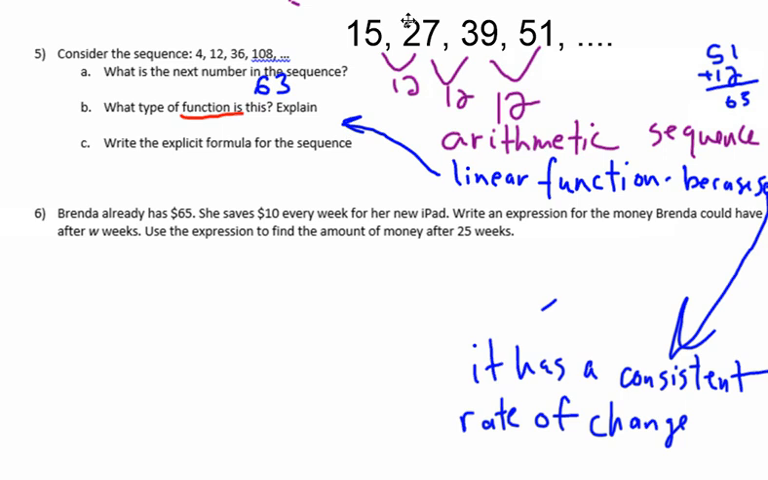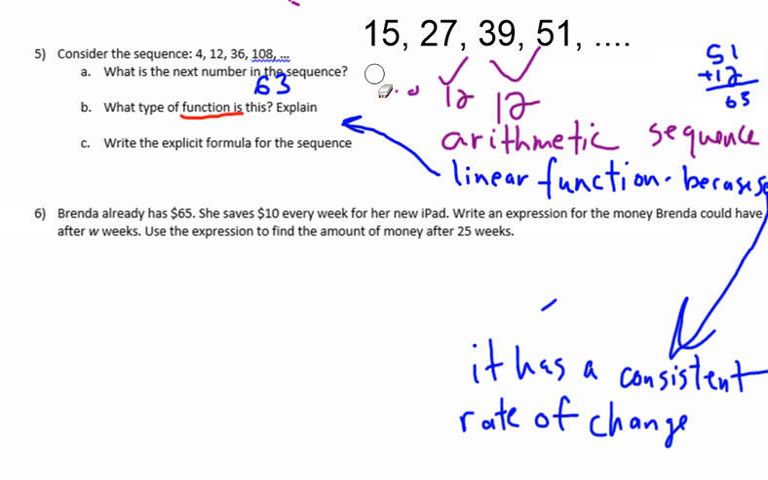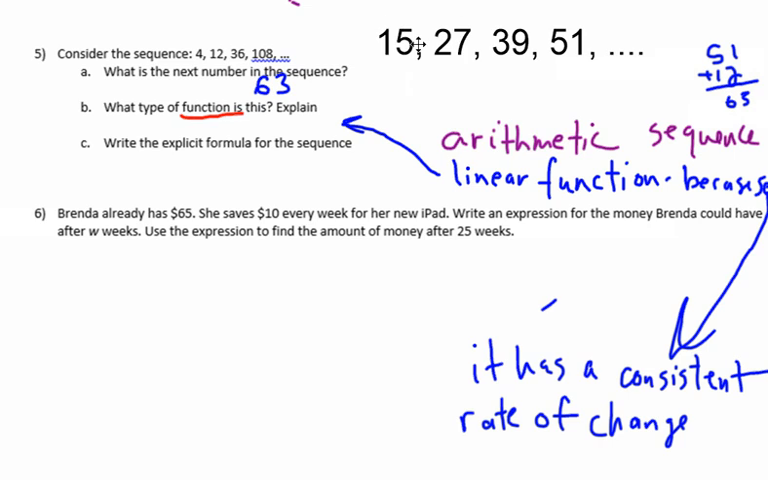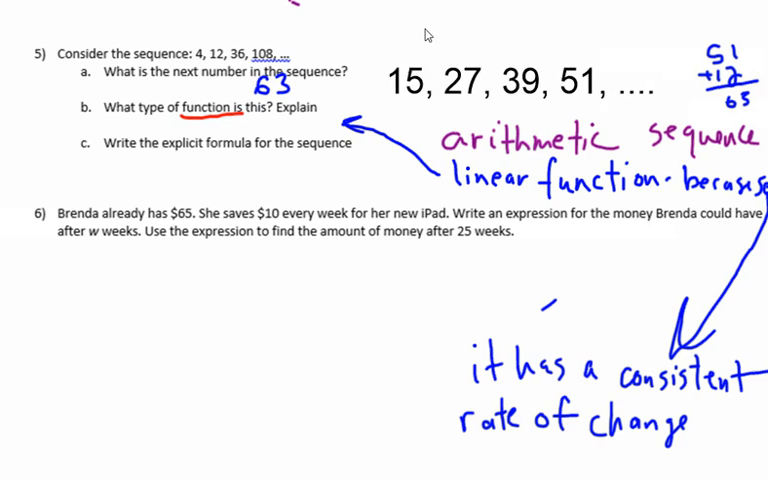So explicit formula, this could be done in a couple ways. I'm going to go ahead and erase this work right here so I could show this. So this is the first term. We call it a sub 1. This is the second term. We call it a sub 2. The third term, we call it a sub 3. Now, a linear function is in the form of y equals mx plus b. That's the explicit formula for a linear equation.